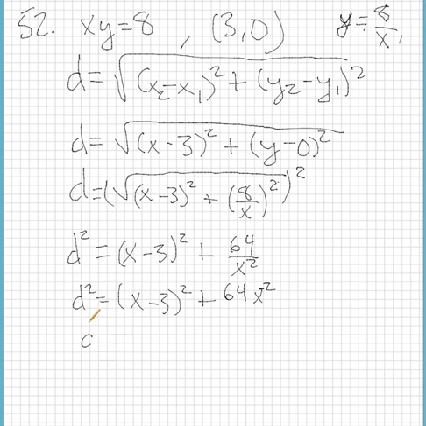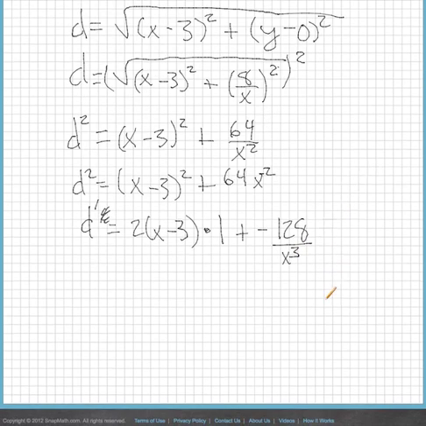So the distance, and take the derivative of this, is going to be 2(x minus 3). And that's the chain rule. We brought down the exponent, the 2, took the derivative of the outside function, and then multiplied it by the derivative of the inside function, which is just going to be 1. And this is going to be negative 128 over x to the third, or 128x to the negative 3.